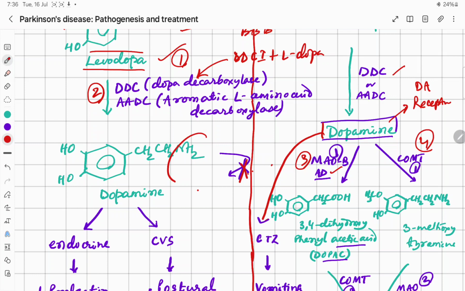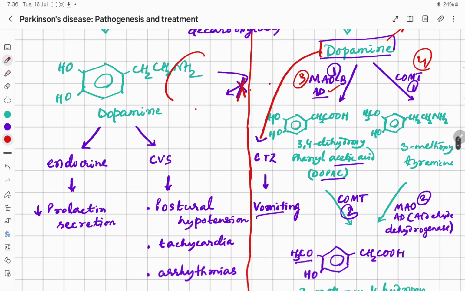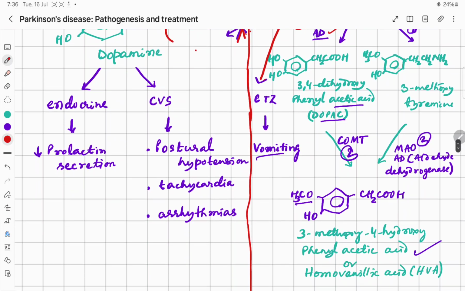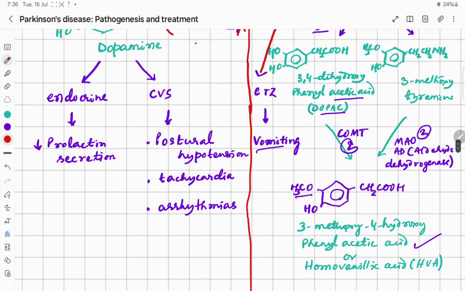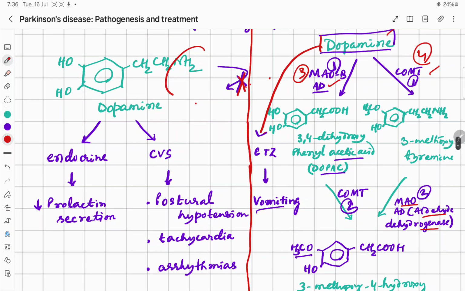So dopamine can be metabolized first by MAO followed by COMT, or first by COMT followed by MAO, to produce homovanillic acid or 3-methoxy-4-hydroxyphenyl acetic acid. And MAO is usually followed by aldehyde dehydrogenase. So in the metabolism of dopamine, the oxidative deamination by MAO or MAO-B will form the aldehyde, which will again be converted to acetic acid by aldehyde dehydrogenase.